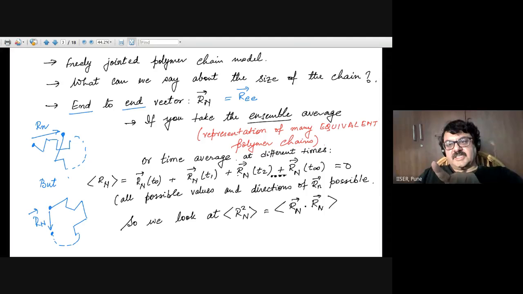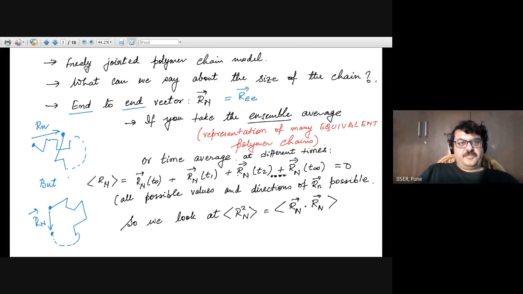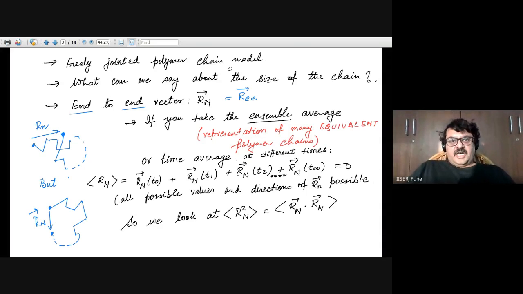So if this is a particular bond and this is the second bond, the joint is free. It can point in any direction, hence a freely jointed polymer chain model. And the first question we ask is, what can we say about the size or spread of the polymer chain? To that end, what we could do is calculate the end-to-end vector Rn.